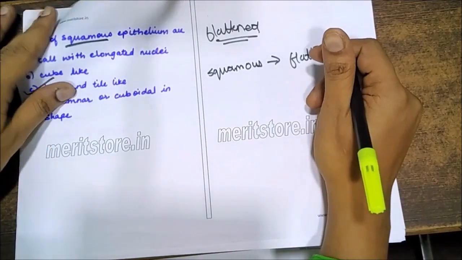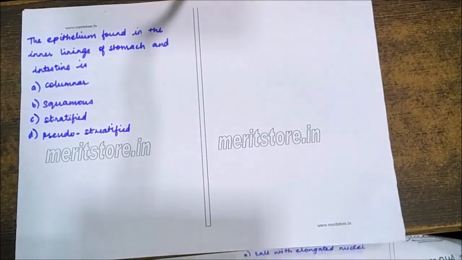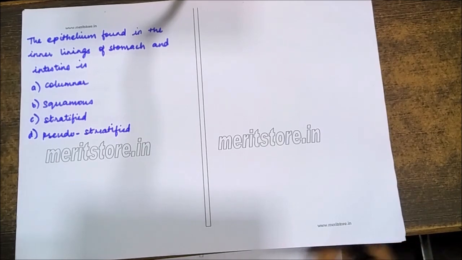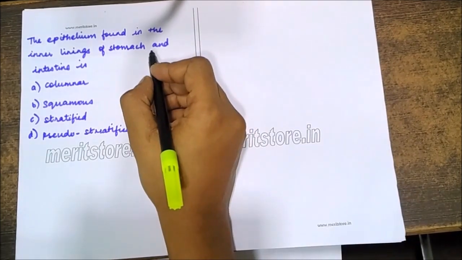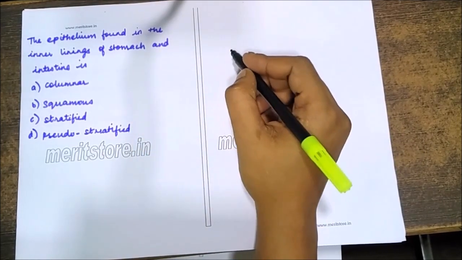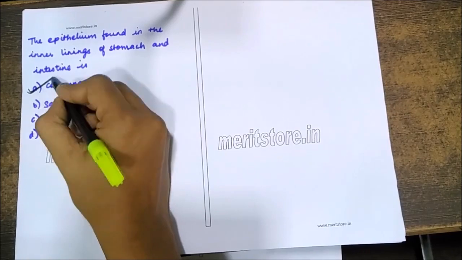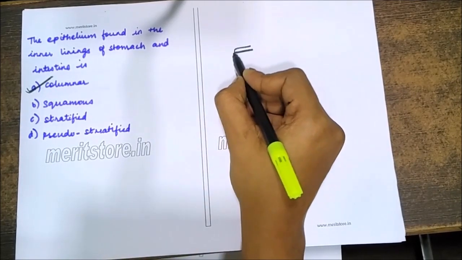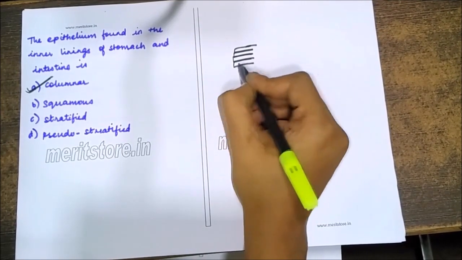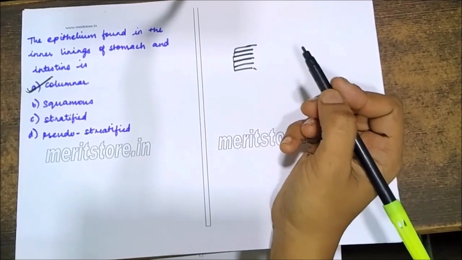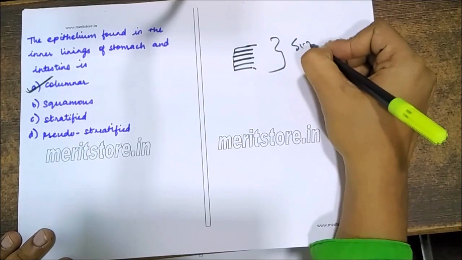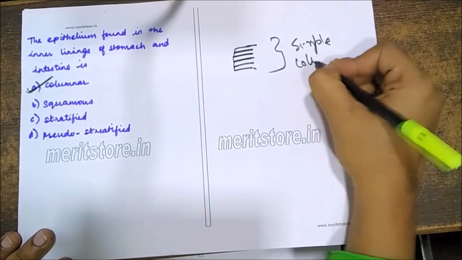Next. The epithelium found in the inner lining of the stomach and intestine. Now the epithelium which is lining the inside of the stomach and intestine is columnar. So how will it be? It will be in the form of columns like this way. So the correct option is A. The structure is called simple columnar epithelium.